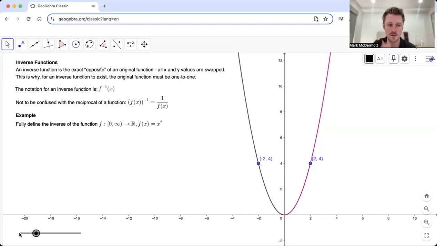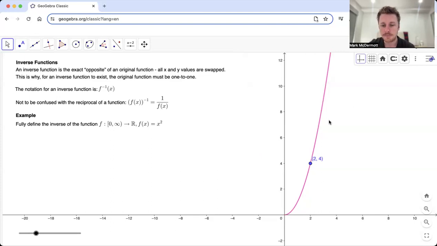Let's fully define the inverse of the function f from 0 to infinity, mapped onto all real numbers, f of x equals x squared. Now you'll notice here a restriction on the domain. And that's because, as we said before, f of x equals x squared is not 1-to-1. So we need to actually make it 1-to-1. And the way we're going to do that is going to restrict it to be from 0 to infinity. So if I delete that black line and that point there, you can now see this is actually 1-to-1.